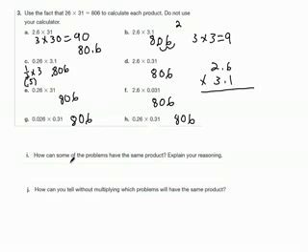Part I here says, how can some of the problems have the same product? So some of the problems up here are going to have the same product. How is that possible? So explain your reasoning. Jay says, how can you tell without multiplying which problems will have the same product? So there's a way to tell. It's all related to the place values here.